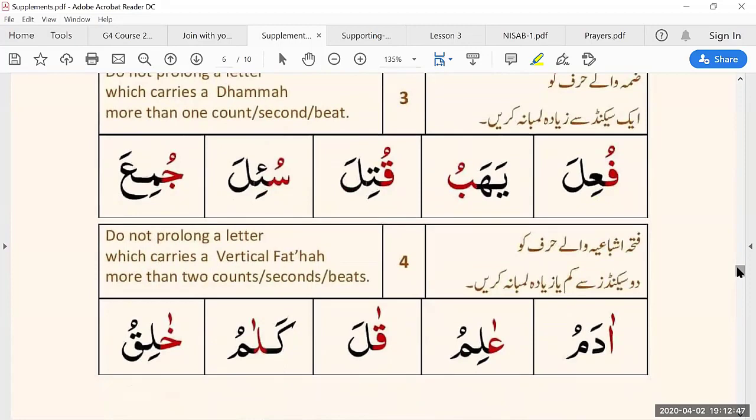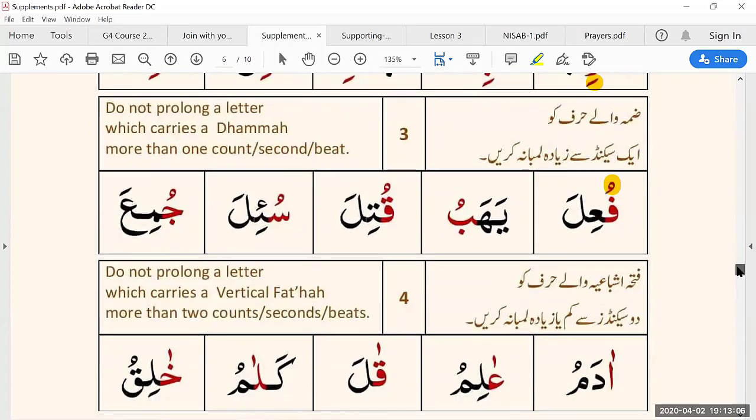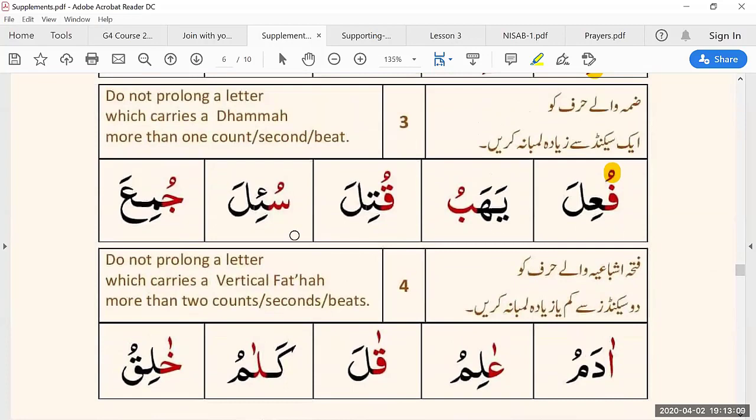So the third common error is the same, except this time it's made around a dhamma stroke. So the rule is to not prolong a letter which carries a dhamma more than 1 count, second, or beat. So again, L250, I would like you to go through these words. Fu'ila, yahabu, qutila, su'ila, jumi'a. Okay, that is very well done. Jazakumullah, L250. Jazakallah.